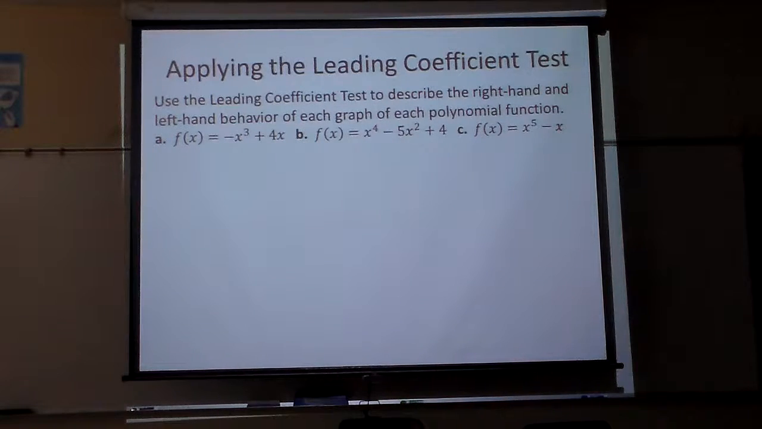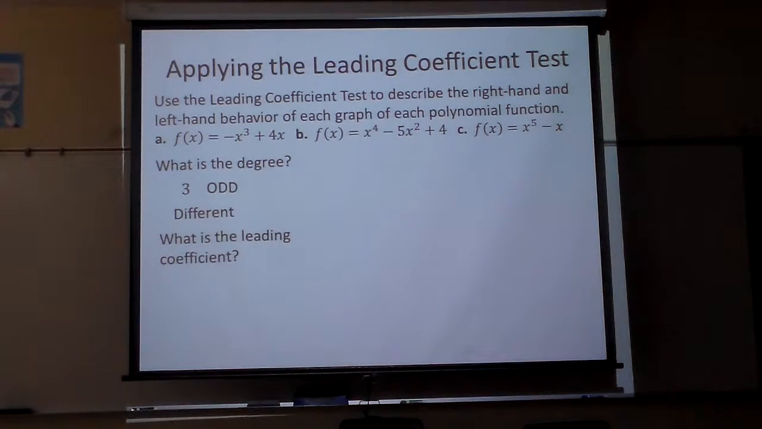All right? So let's take a look at a little practice here. This first one right here, notice, it has a degree of 3. That's the question you ask yourself: what is the degree? It's 3, which means it's odd. So the next thing I know is they're going to go in opposite directions. They're going to be different. The next thing I look at is the leading coefficient. Is it positive or negative? It's negative. So I know the one on the right has to go down. And because they're different, the one on the left has to go up, or rises. The right falls and the left rises.